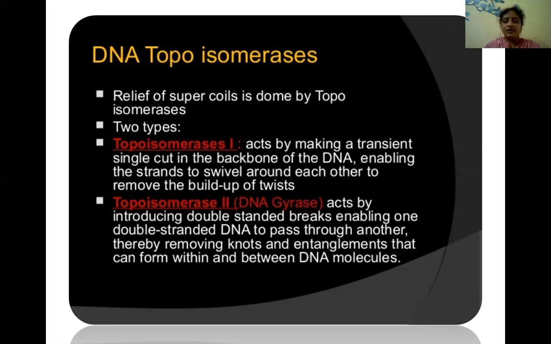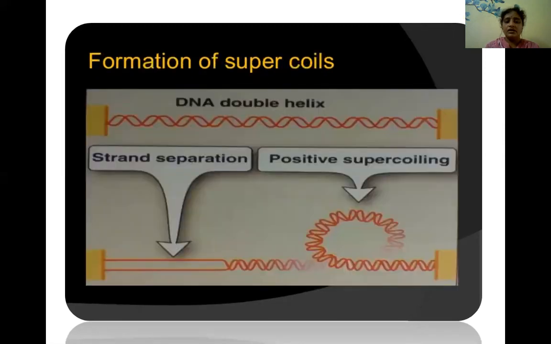Topoisomerase 2, also known as DNA gyrase, acts by introducing double-stranded breaks, enabling one double-stranded DNA to pass through another, thereby removing knots and entanglements that can form within and between the DNA molecules. This slide represents the formation of supercoils in the double helix DNA. The strand separation we can observe here, and the positive supercoiling is represented in this slide.